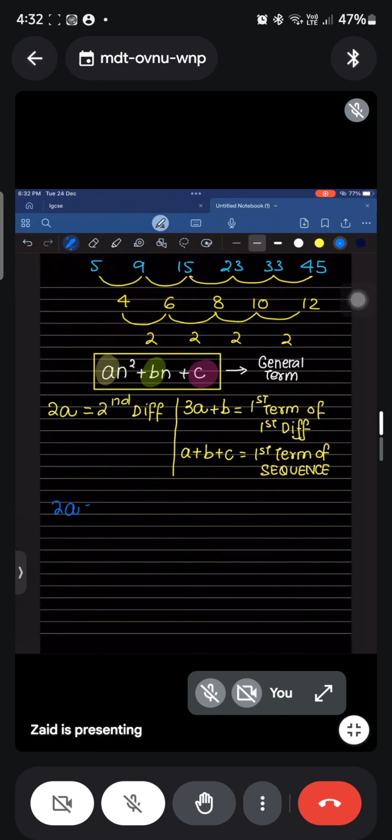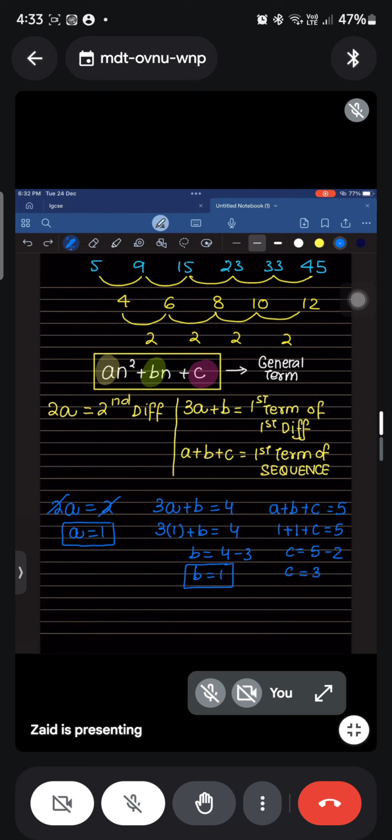2a equals 2, so a comes out to be 1. The second one is 3a plus b equals the first term of the first difference, that's 4. Now I can plug in the value of a. So b comes out to be 4 minus 3, which is 1. And the third is a plus b plus c equals the first term of the sequence, that is 5. I already have a and b, so I can figure out c. c is 5 minus 2, that gives me 3.